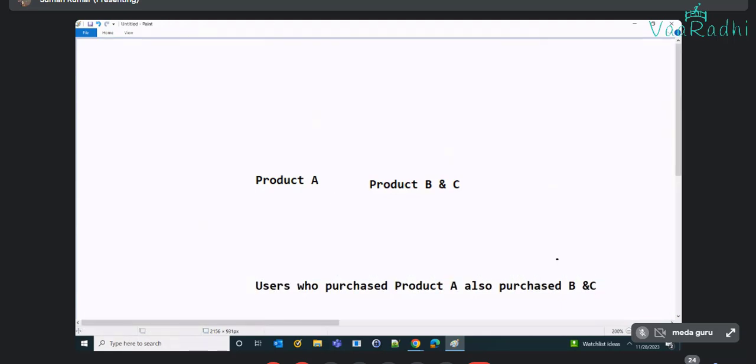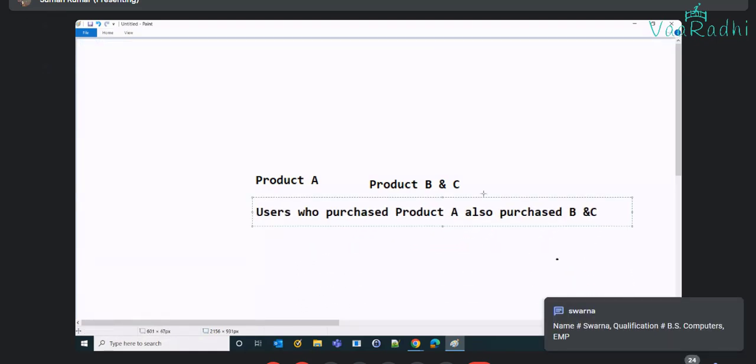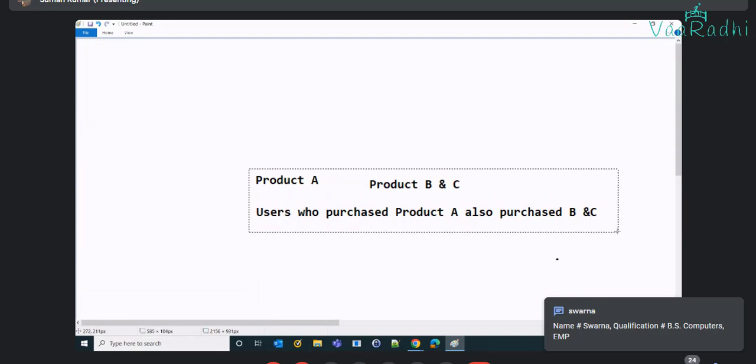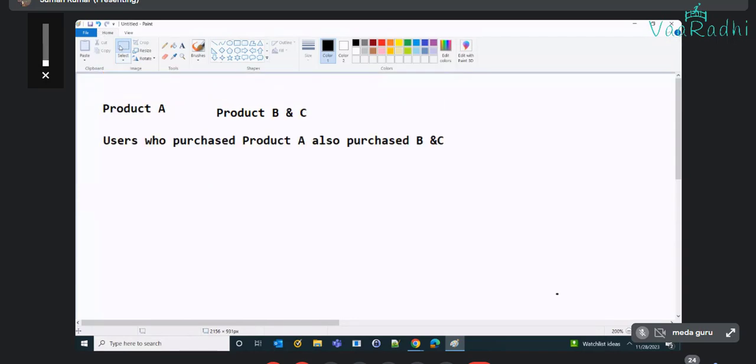So what does it mean, guys? How does it help Amazon or the end user? Who is going to get benefited through this kind of advertising, guys? With this statement, who is going to get benefited, user or Amazon, guys?